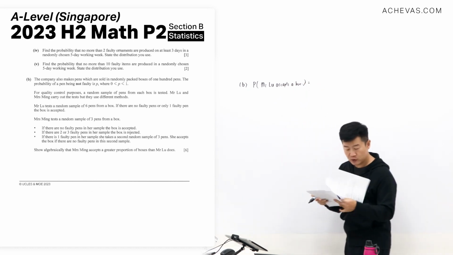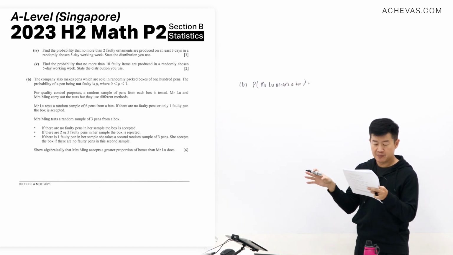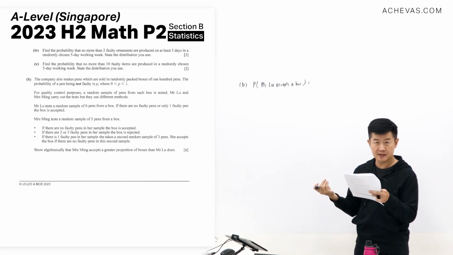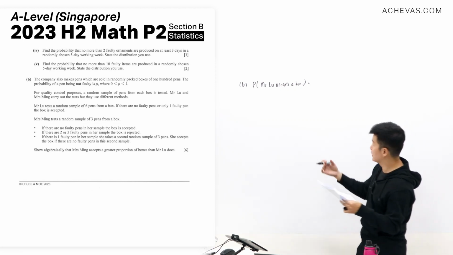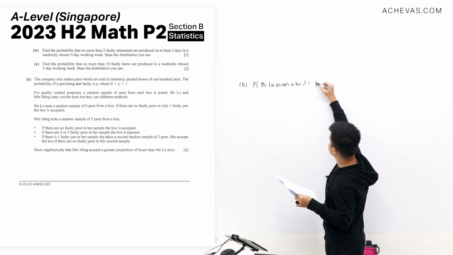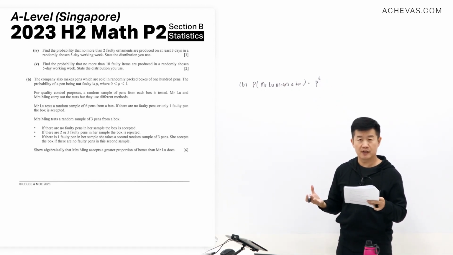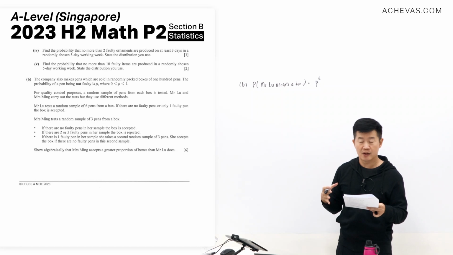Okay, and for Mr. Lu to accept a box, according to the question, out of these 6 pens that are obtained from the box, there must be either no 40 pens, which means that all the pens are going to be working. And for a pen to be working, the probability is P. So if all the pens are working, it will be P to the power of 6, or 1 is going to be 40, which means that 5 are going to be working.